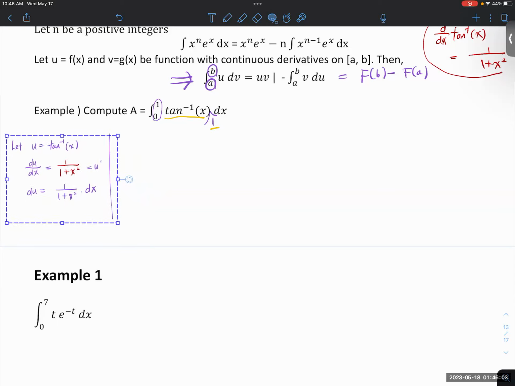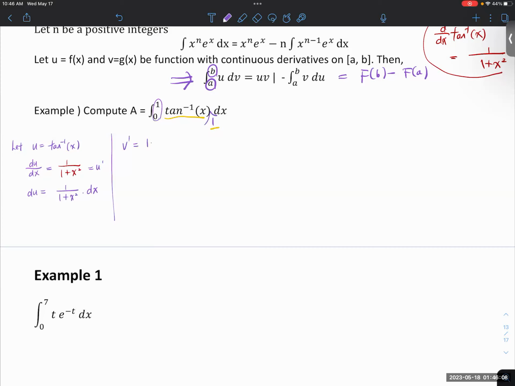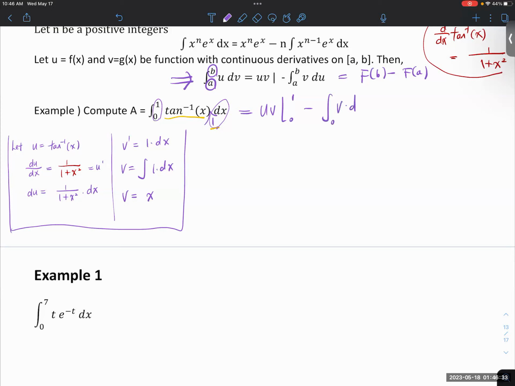Let's continue. Take the integral of the second function, which is a 1. So v prime is already given, 1 times the dx. And then by taking the integral, you can find the v, which means the antiderivative. So v will be x. So we have all the information from the table. So now this is uv from 0 to 1 minus the same thing, the integral of v du, but you have a specific interval from 0 to 1.